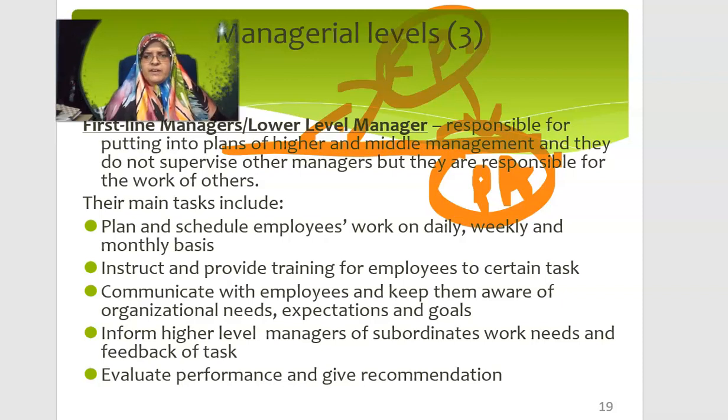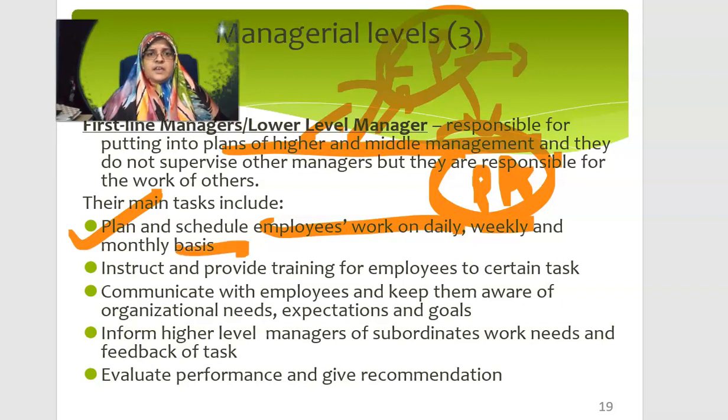And they do not supervise other managers but they are responsible for the work of others. So the KP, the program coordinator, will check whether lecturers hold their classes or not. So he will supervise. They need to plan and schedule employees' work on a daily, weekly and monthly basis. We have to make timetables, right? That is the program coordinator's task.